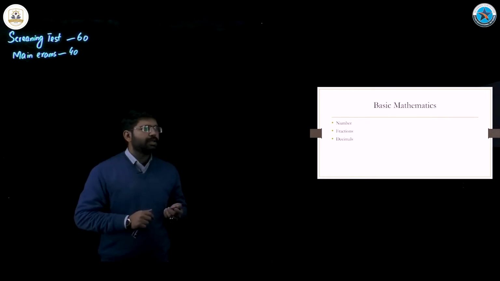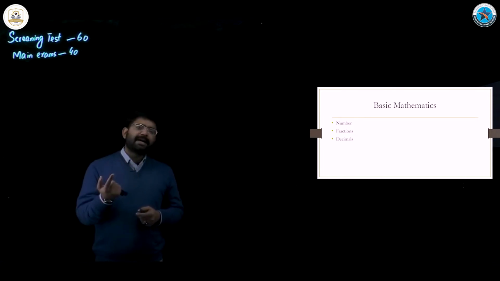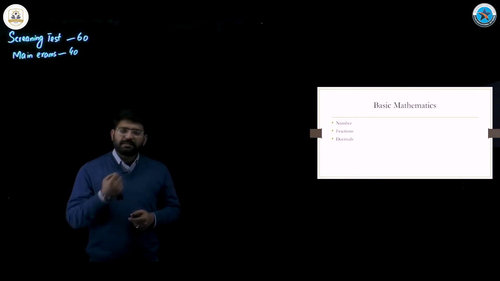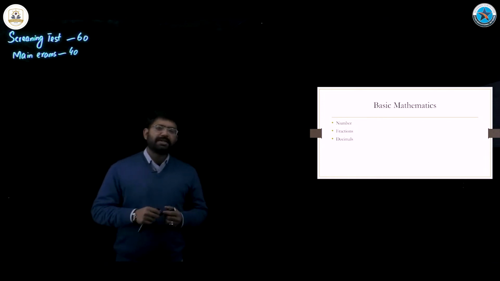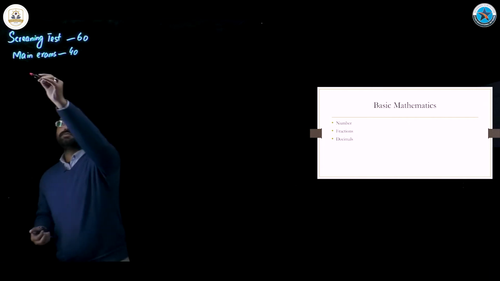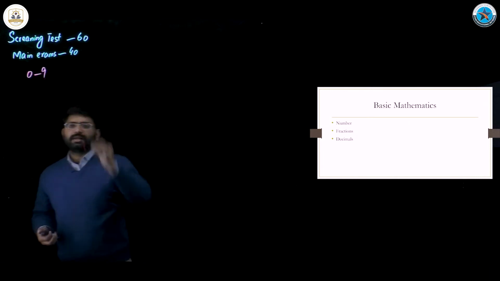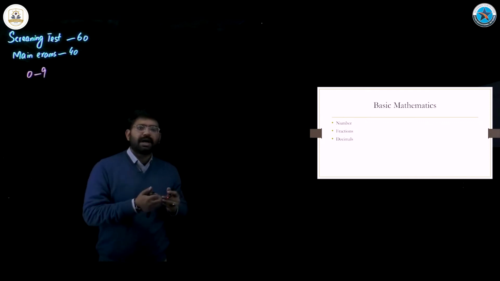So, heading towards basic mathematics. Basic mathematics deals with the number system, we deal with fractions, we deal with decimals, and there could be much more, but these are the basic parts. For example, in the number system, what are numbers? Numbers are from 0 to 9. How can we arrange numbers? Are they in sequence? Are they in order?